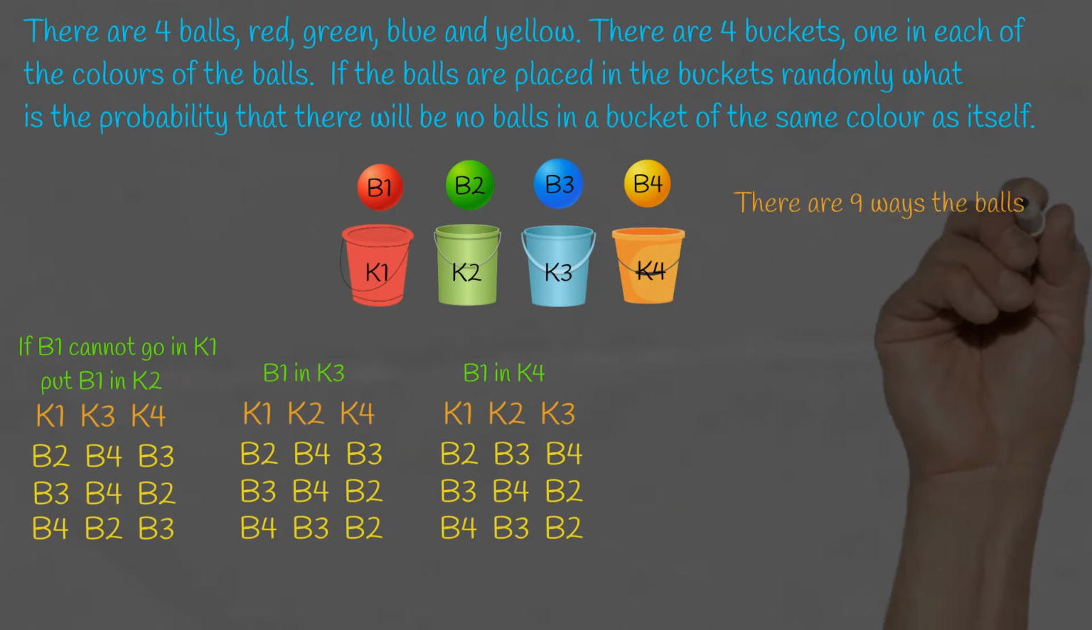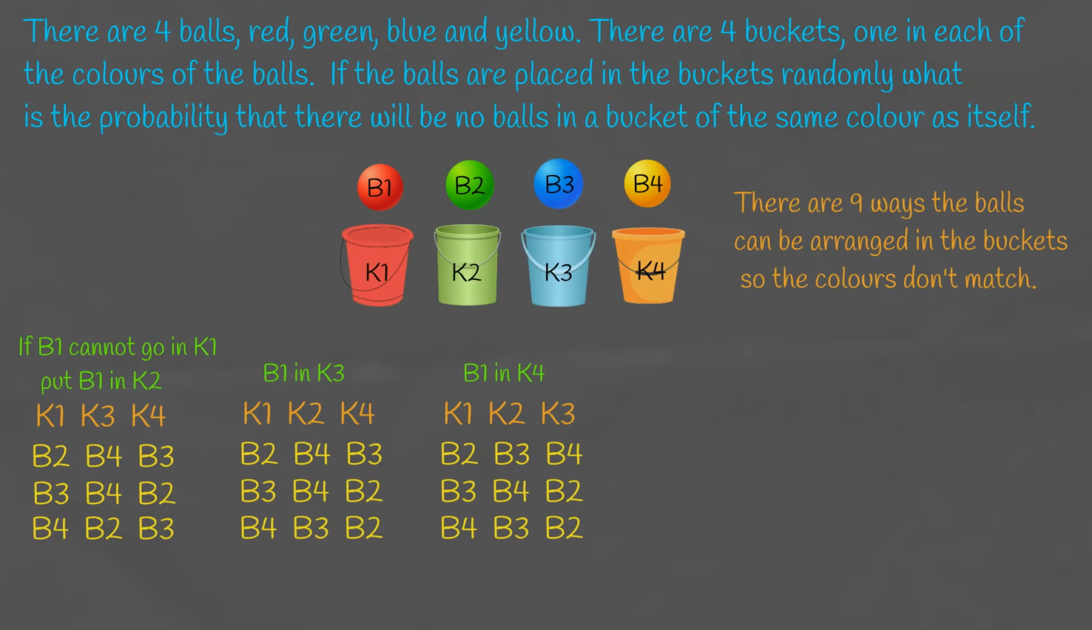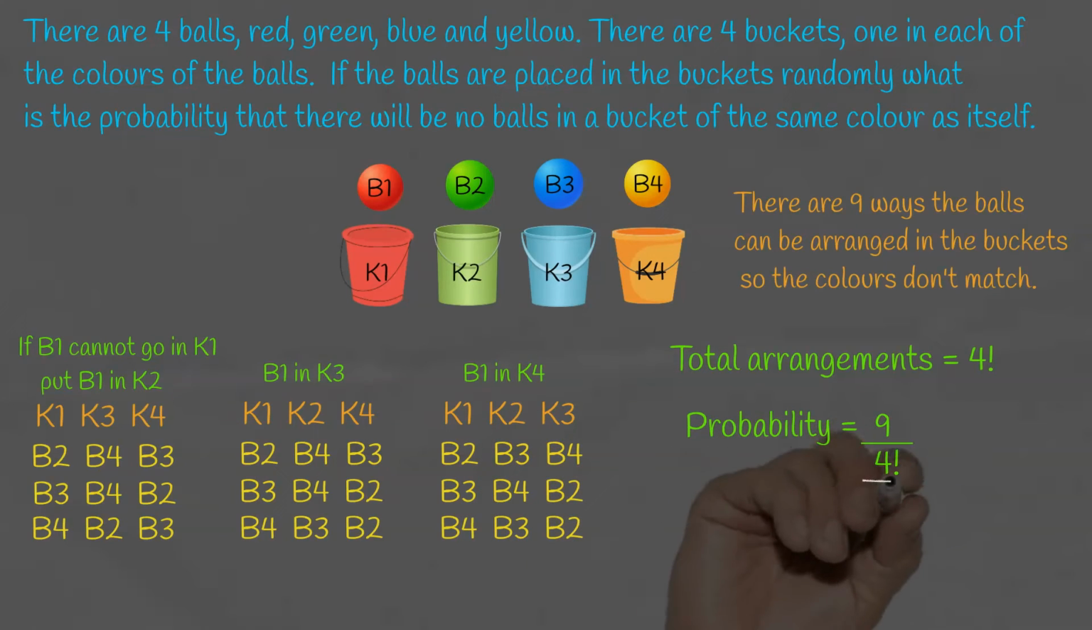Therefore, we know there are 9 ways that we can arrange the balls in the buckets so that the colours don't match. Now we know the total number of arrangements is 4 factorial because we have 4 items to rearrange. Therefore, the probability is 9 divided by 4 factorial.